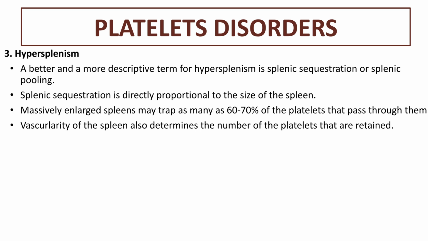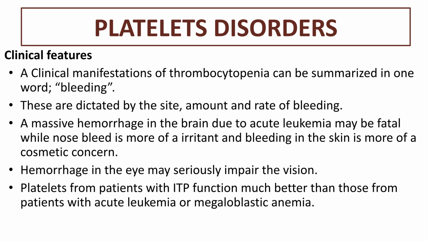Hypersplenism or splenic sequestration is another mechanism of thrombocytopenia. Splenic sequestration is directly proportional to the size and vascularity of the spleen. The clinical manifestation of thrombocytopenia is bleeding, dictated by the site, amount, and rate of the hemorrhage. Severity ranges from cosmetic concerns like skin bleeding to fatal brain hemorrhages.